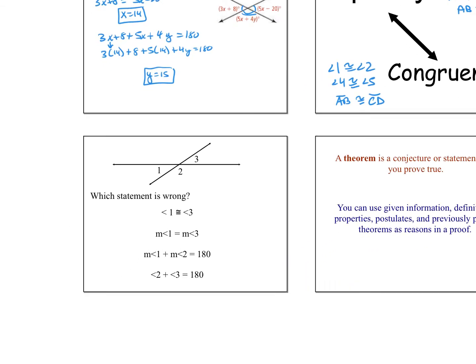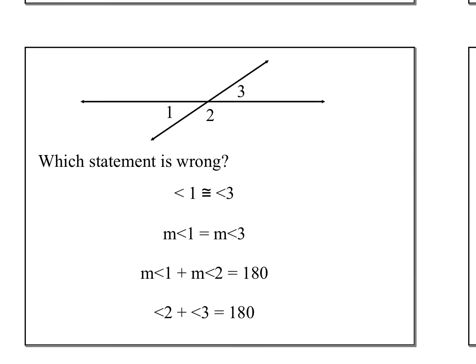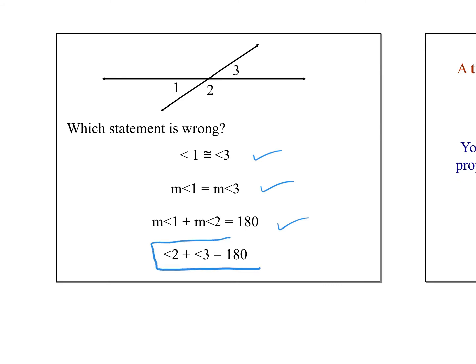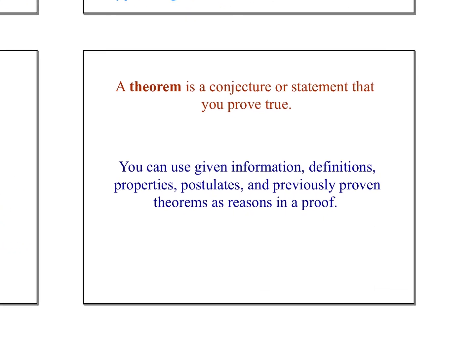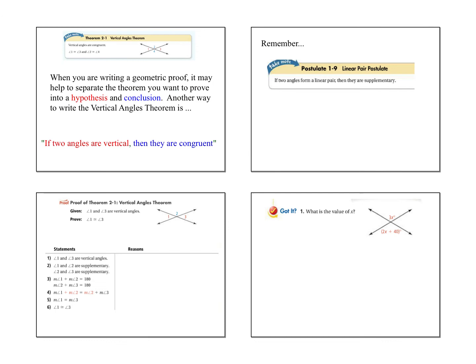Go ahead, figure out which statement is wrong, and then we'll talk about it. Go. You're right. So the fourth one's incorrect. What should occur here? We should have the little m's indicating that the measures add up to be 180. Nicely done. A theorem is a conjecture or statement that you prove to be true. So that would be a proof, a statement, reasonings, so that we can prove it to be true. You can use given information, definitions, properties, postulates, previously proven theorems as reasons in proofs. Hence the handbook to use as all of those previous things that we can use for any proof we encounter.